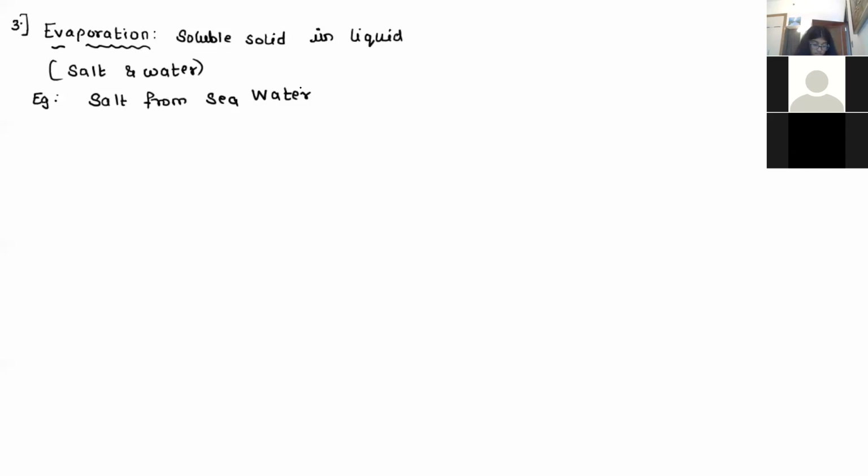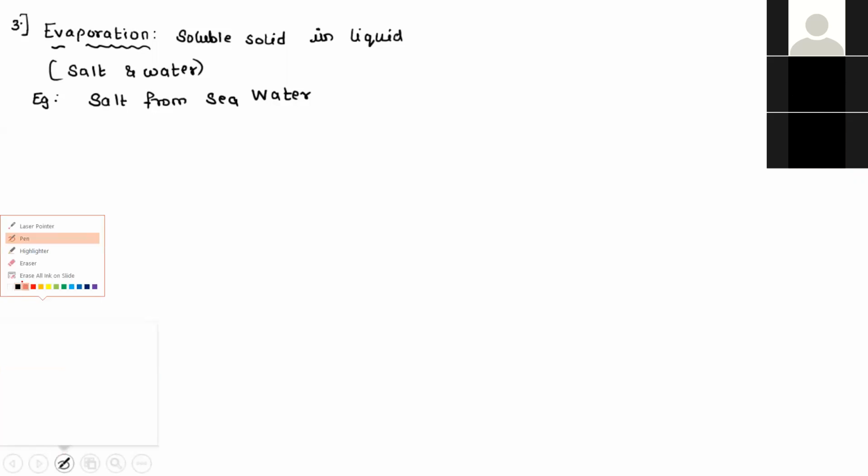Exactly. So over here we don't get the liquid component. We can only get the solid component. Let's say salt from seawater: the water will evaporate, but only the salt will be there. But it's not always that I can afford to lose the liquid component. Suppose I need that liquid component, then what do I need to do? So that's why evaporation is not always used.